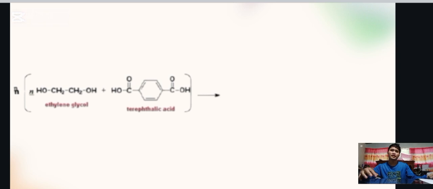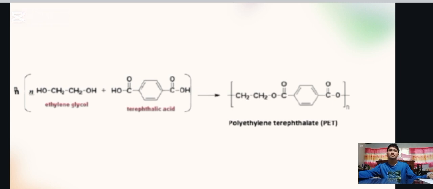Polyethylene terephthalate or PET is synthesized via condensation polymerization of ethylene glycol and terephthalic acid. The reaction involves repeated esterification steps where a water molecule is eliminated, forming an ester bond between the ethylene glycol and terephthalic acid units. This process creates a long chain polymer with repeating units.